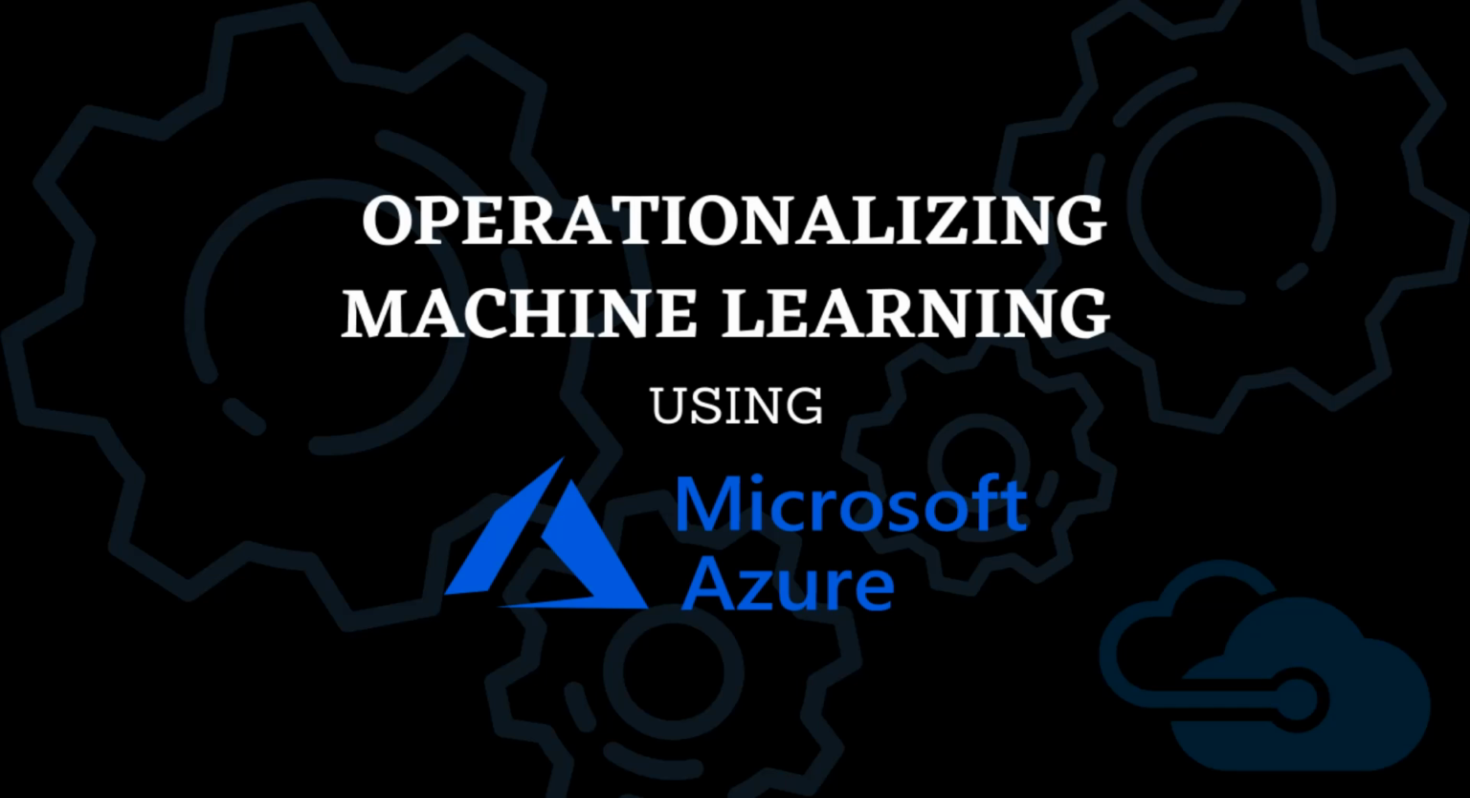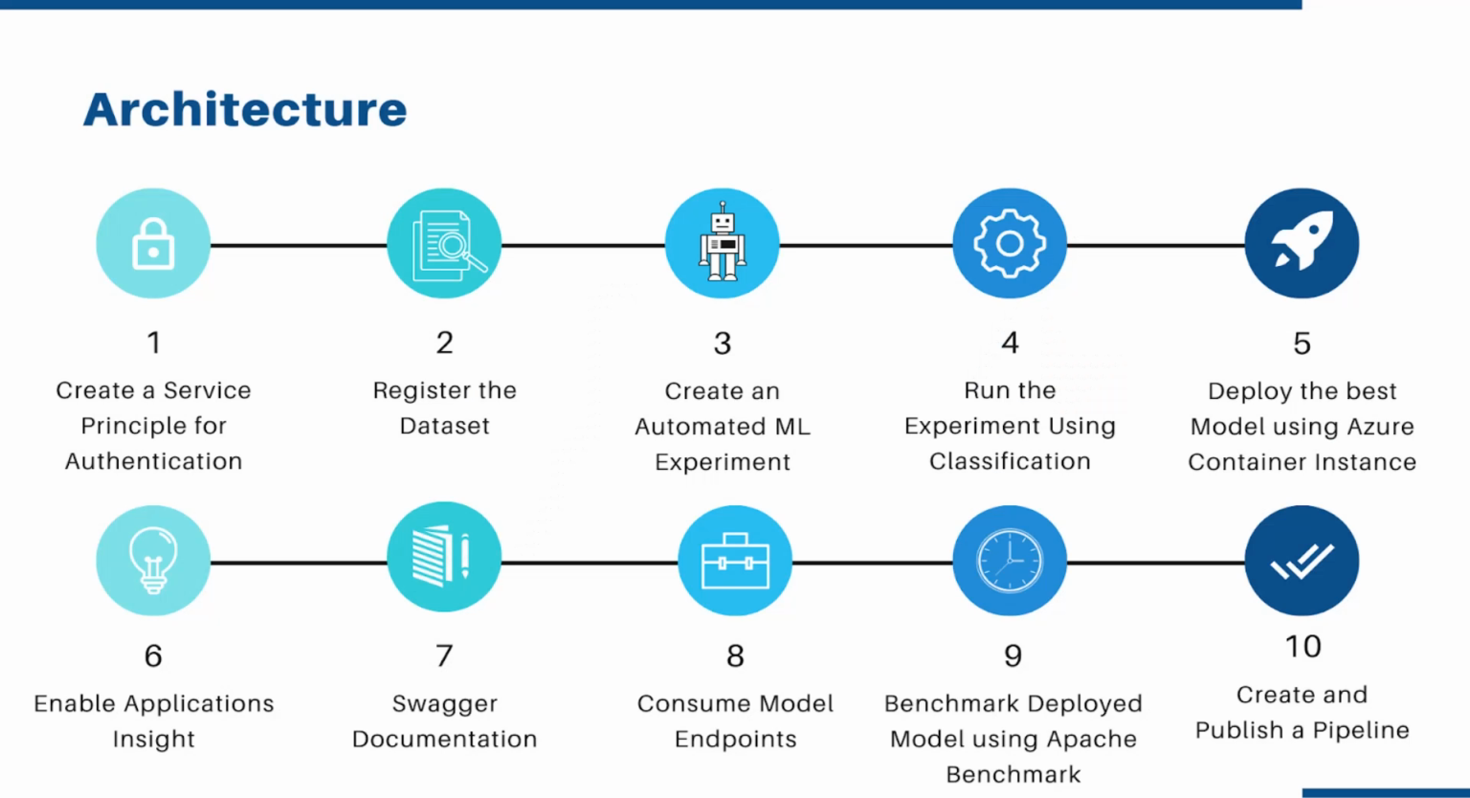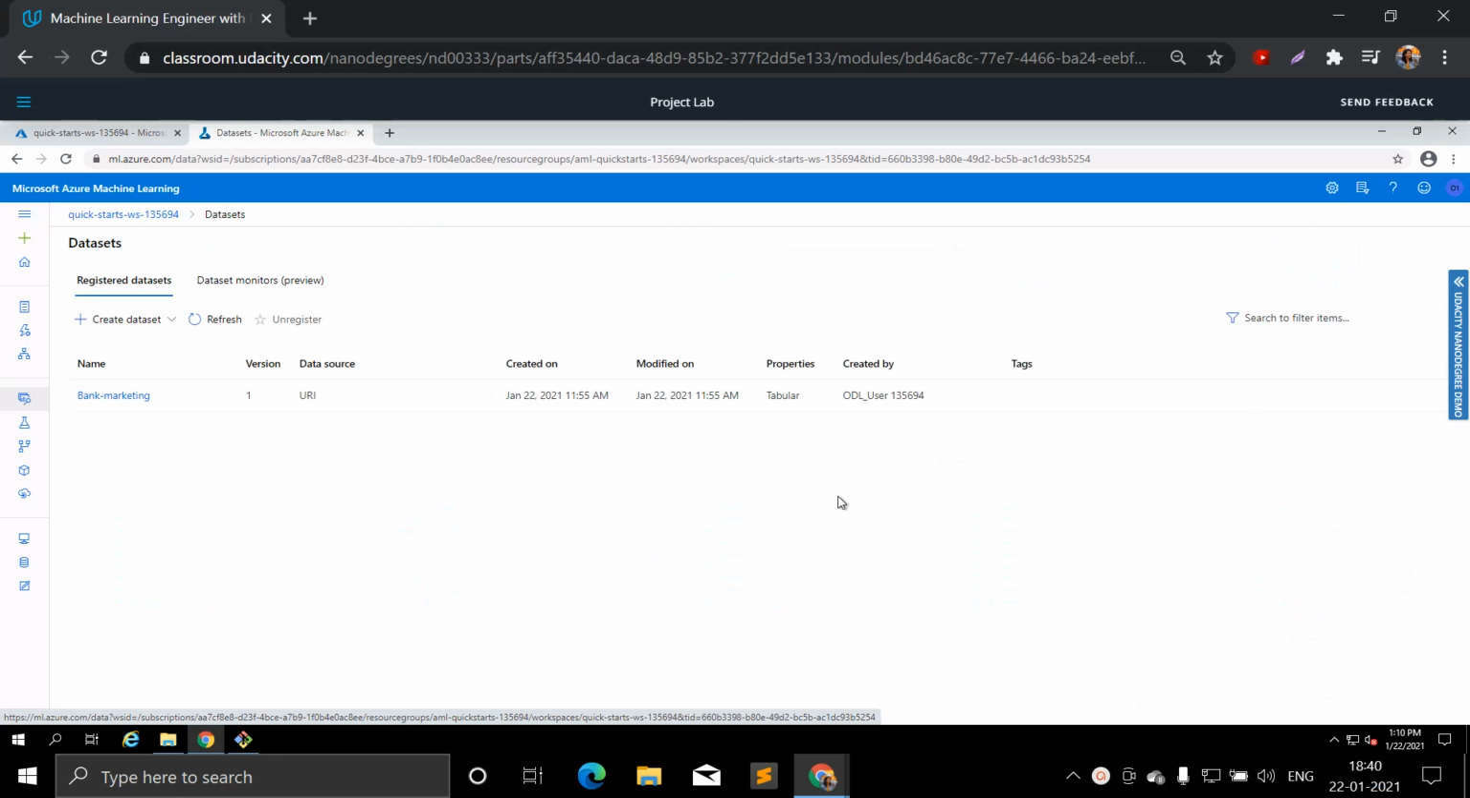This is a project on operationalizing machine learning using Microsoft Azure. So these are the steps that we will be going through. First of all, we will be working with the bank marketing dataset, and we will use Azure to configure a cloud-based machine learning production model, deploy it, and then consume it. We will also see how to create, publish, and consume a pipeline using Azure SDK.